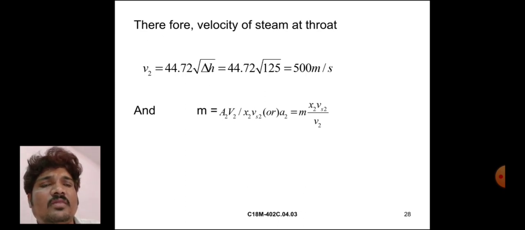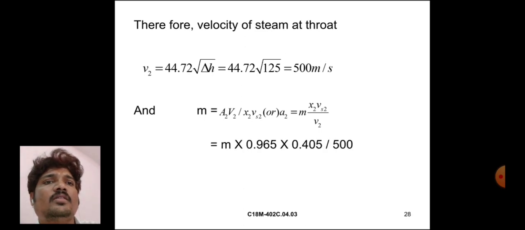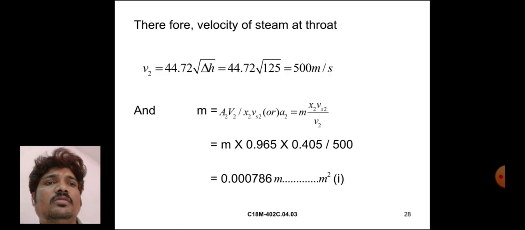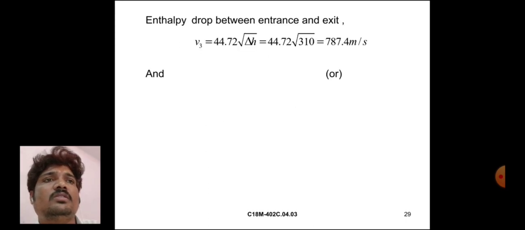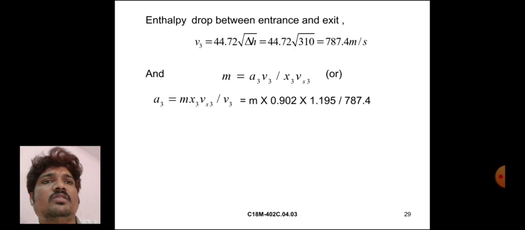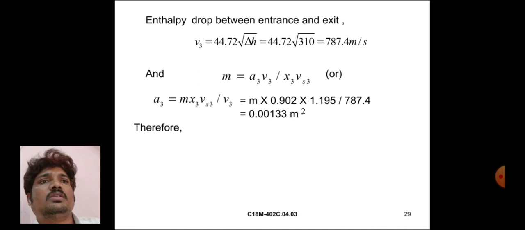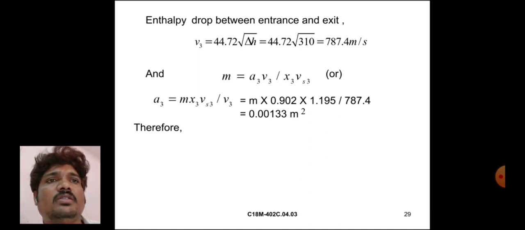And mass flow gives A2 as 0.0000786 meter square. Next, enthalpy drop between entrance and exit. V3 is 97.4 meter cube, and A3 V3 by X3 Vs3, or M X3 Vs3 by V3. Substituting, the drop between entrance and exit area gives the exit area.